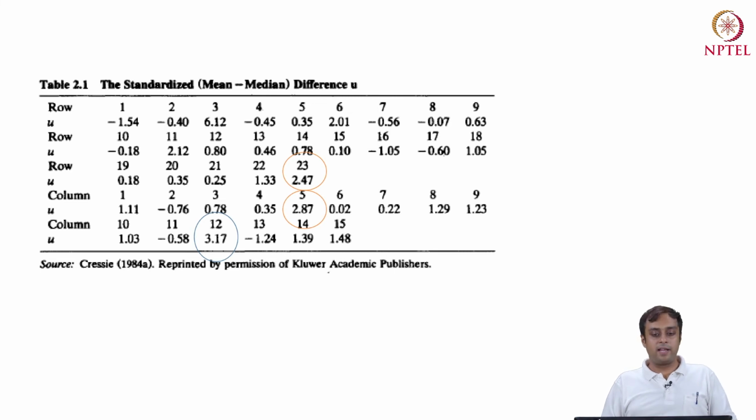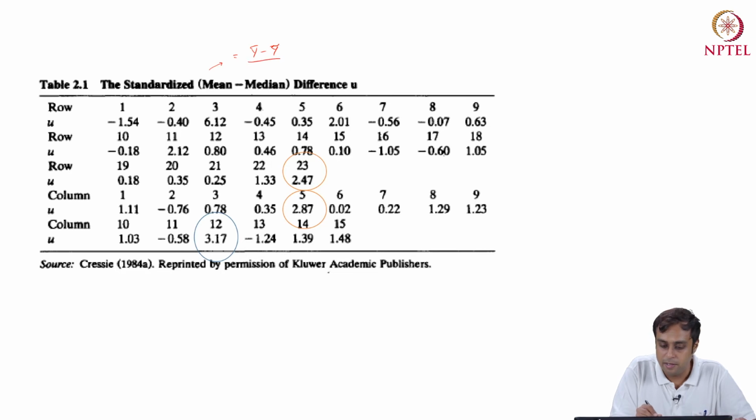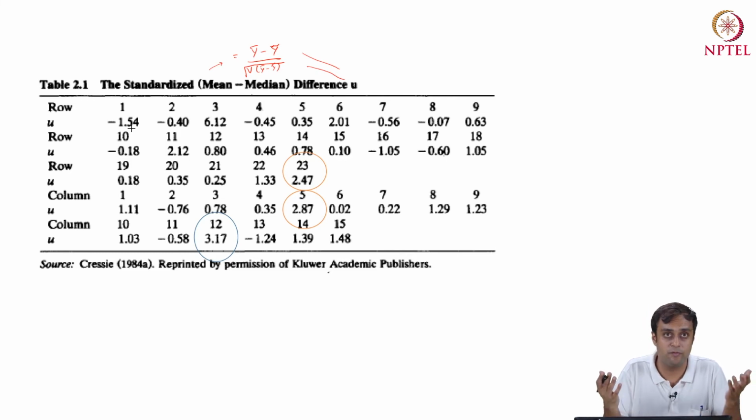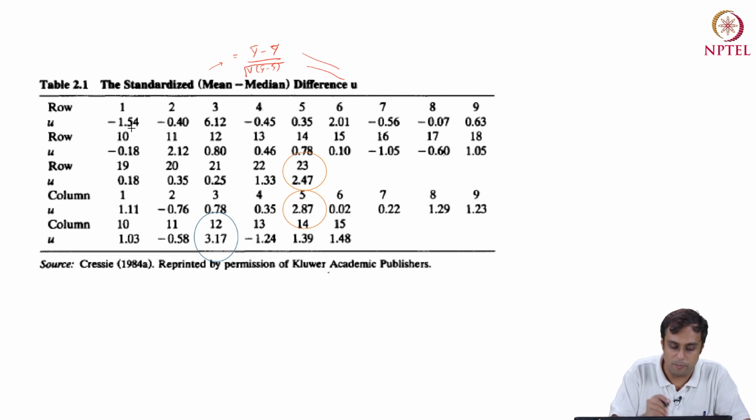Here, coming from Cressie's book, we have the standardized mean median difference, which is basically the mean minus the median, y bar minus y tilde, divided by the square root of the variance of y bar minus y tilde. This difference, which is just U, is outlined here. For row 1, the U value is minus 1.54, so the absolute value is 1.54, much lower than 3, no problem.